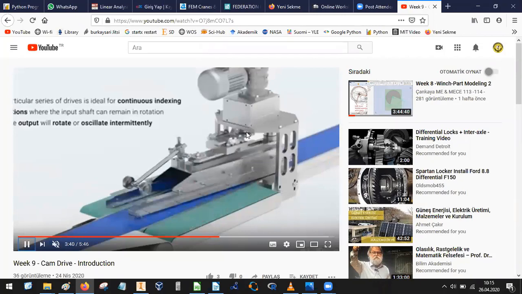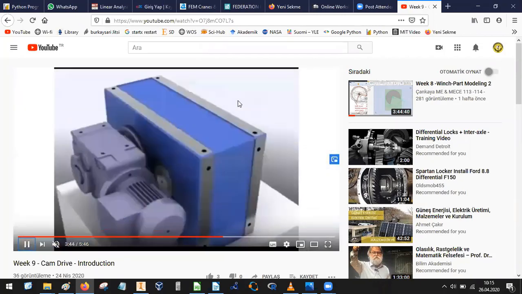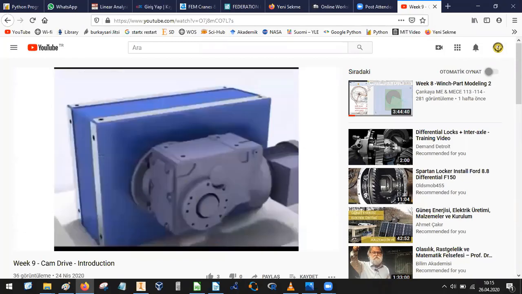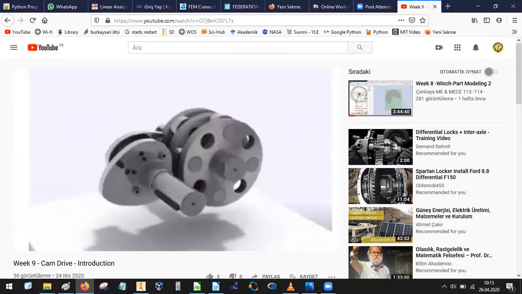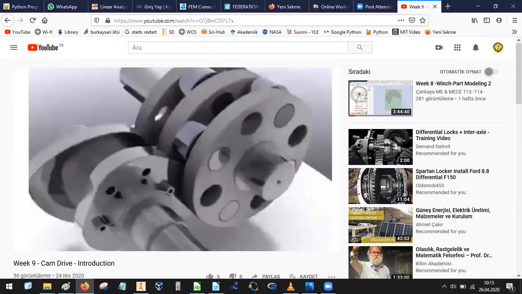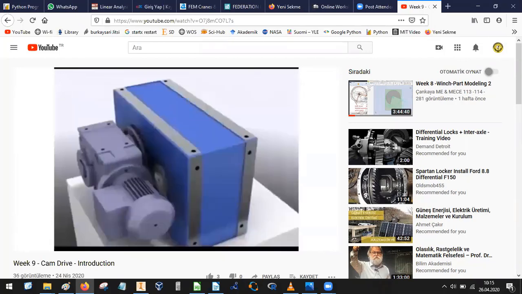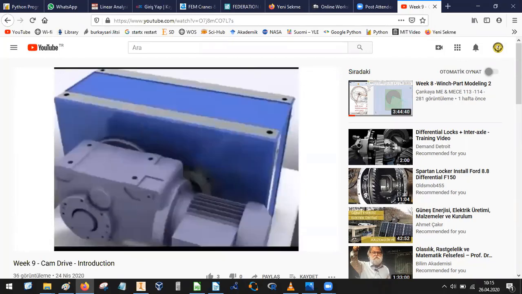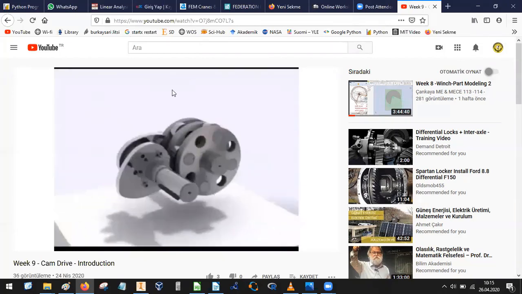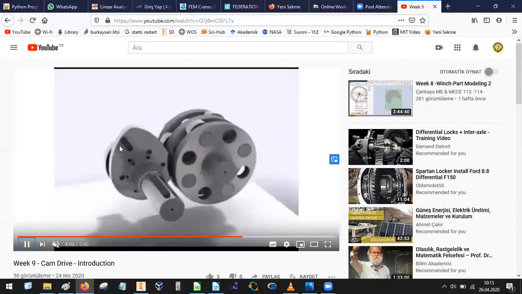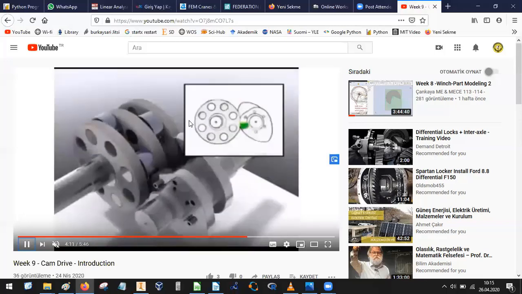For this movement control, we use the cam drive. This is also another cam drive unit. In this cam drive unit, I intend to show you how it is working. We have full contact in all the cases. This cam and this cam never lose the contact between the follower and the other side.